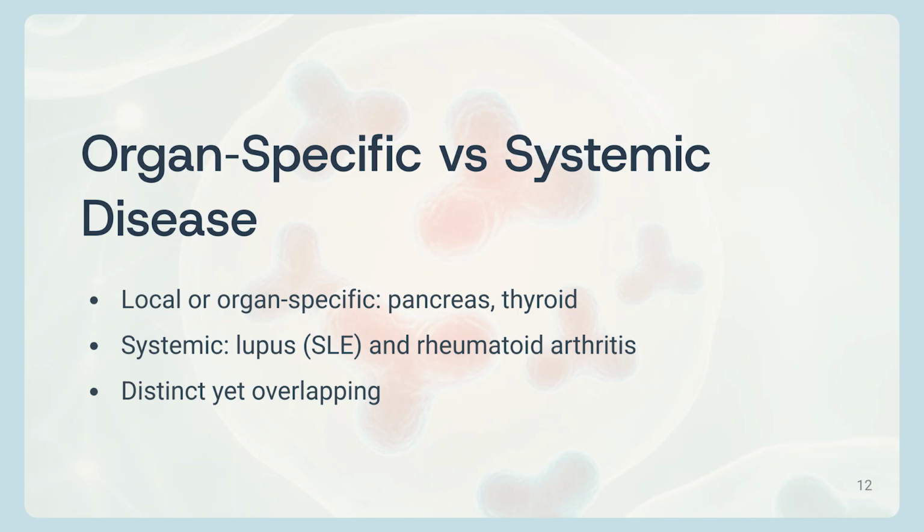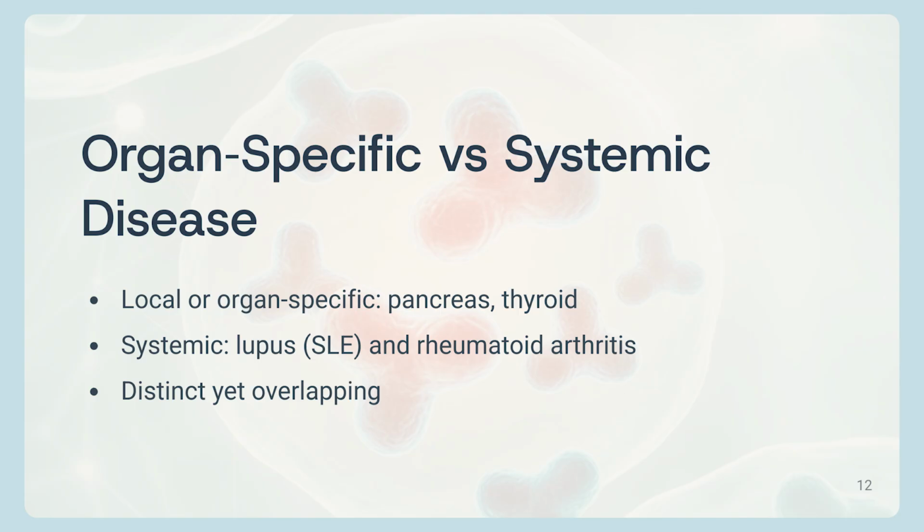Autoimmune diseases are usually grouped into two main types, organ-specific and systemic. Organ-specific autoimmune diseases affect a single organ or sometimes even a single tissue. Examples include type 1 diabetes, where your immune system targets insulin-producing cells in your pancreas. Another example is Hashimoto's thyroiditis, where your thyroid gland is specifically attacked by your immune system.